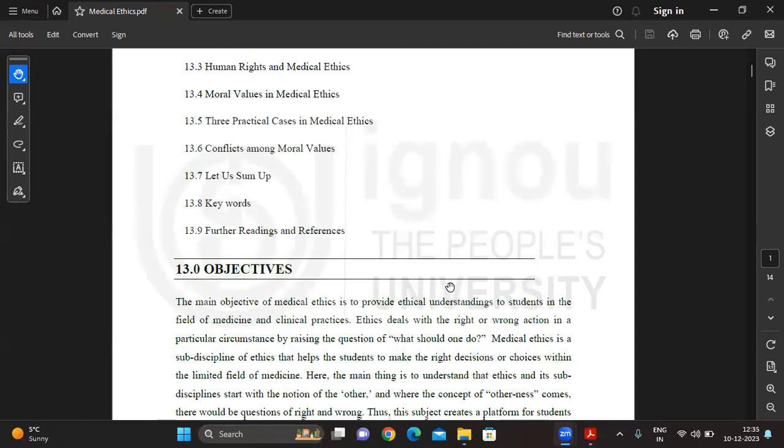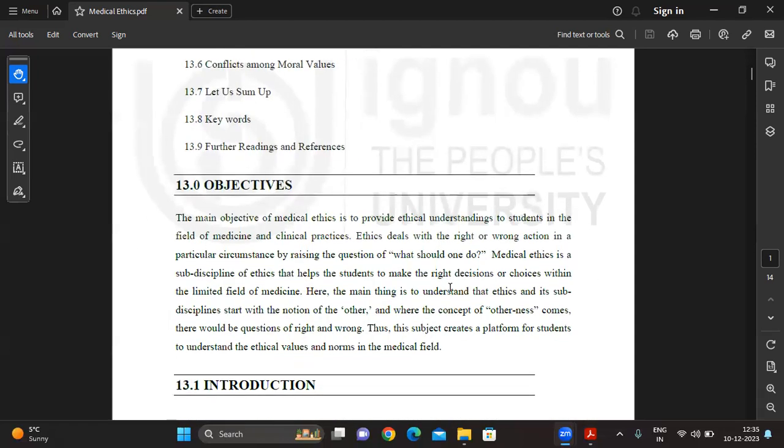So, firstly, the basics. Let's see what the objectives are. The main objective of medical ethics is to provide ethical understandings to students in the field of medicine and clinical practices. Now, we need to know what ethics are, and only after that can we understand medical ethics.